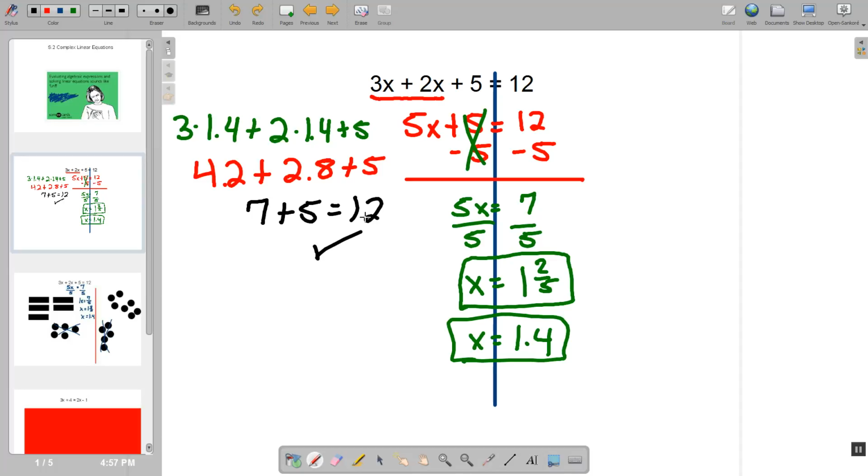So there's the first example of when you have multiple variables on the same side. You want to combine those variables together, and then you just solve the problem like normal.